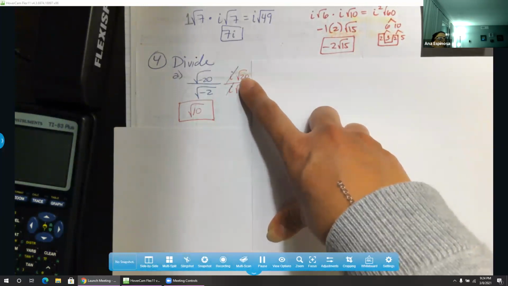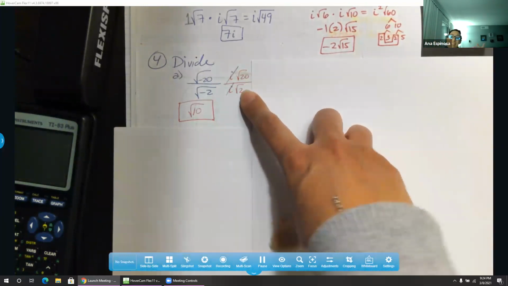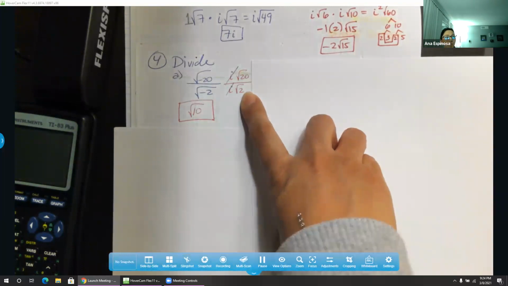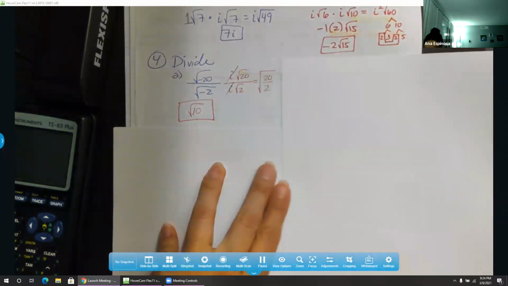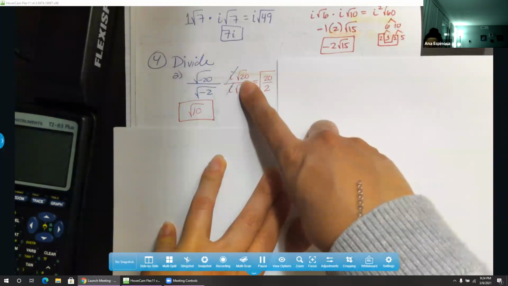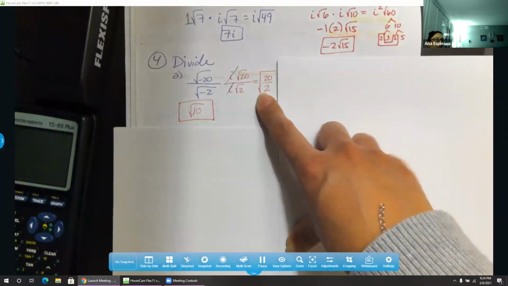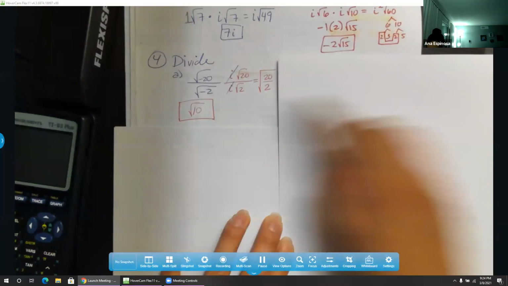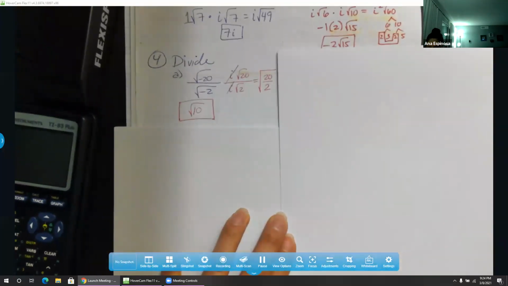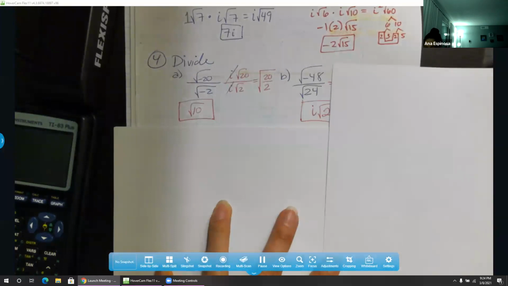So you need to break these down, or because they are dividing, you can actually put them under the same house, under the same roof, as I call it. So square root of 20 over square root of 2 is the same thing as square root of 20 over 2, which just gives us 10. Okay. The next one is exactly the same thing.